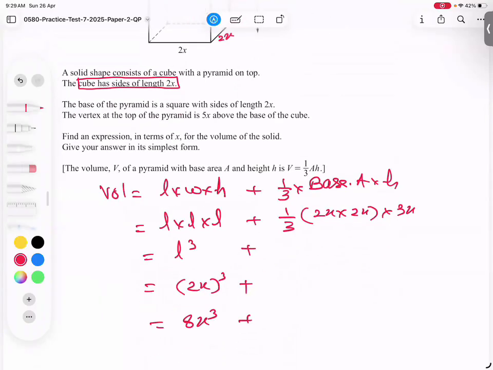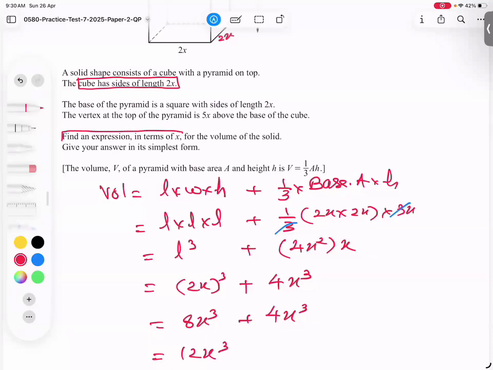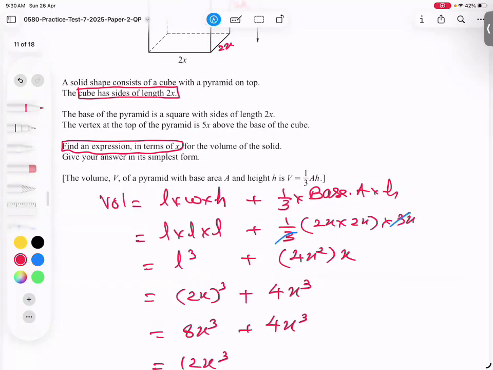Of the pyramid. And this 3 and this 3 cancel out, students. In the bracket, I'm getting 2 to the 4 and 4x to the power 2, outside x, and I got 4x to the power 3. So 4x to the power 3 plus 8x to the power 3, and I'm getting 12x to the power 3. He said in terms of x, find the volume expression of the solid, and give it in simplest form. I hope the concept of the question is completely clear.